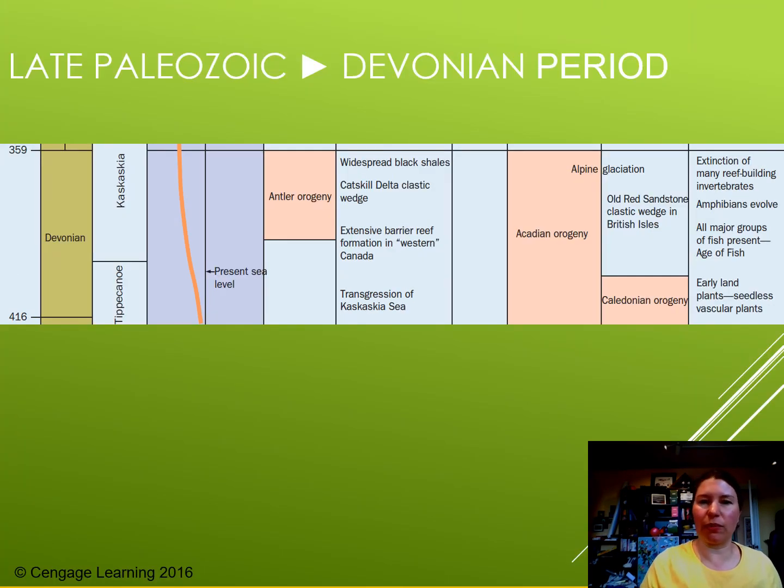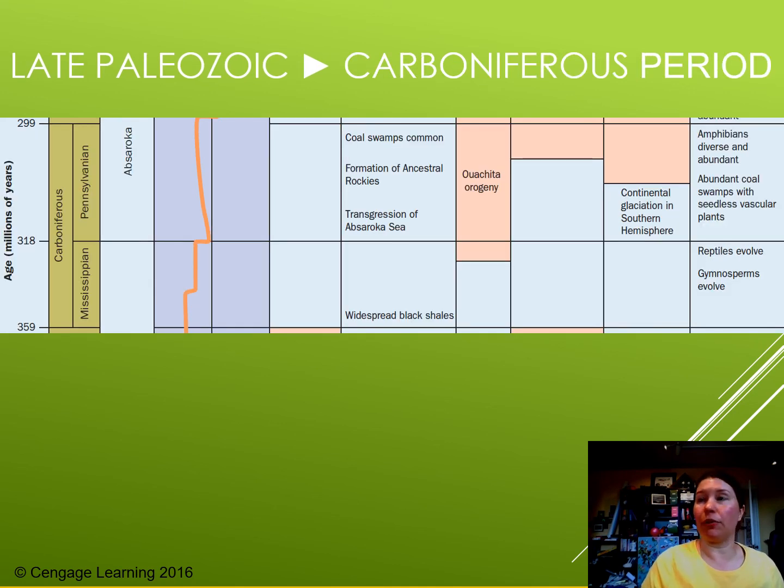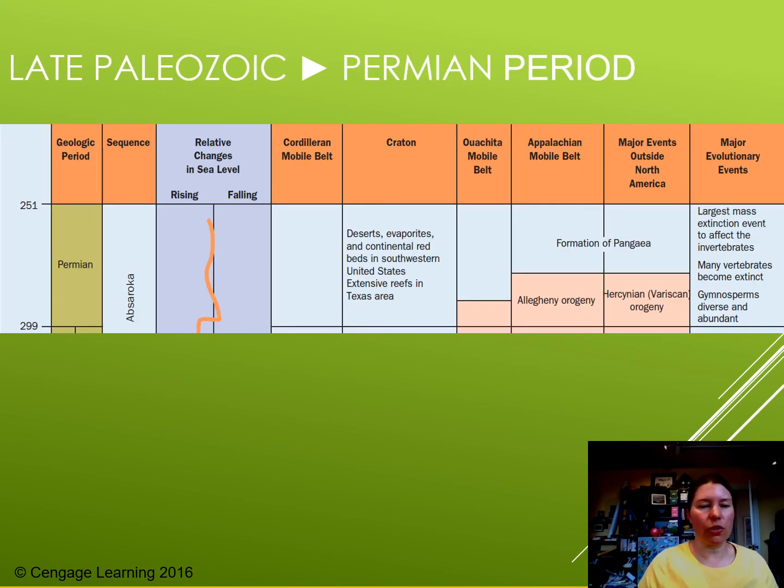So this is a good image to tie it all together. All I did was split it up so you could see it a bit better. So what's happening during the Devonian period, what's happening during the Carboniferous, and then again, what's happening during the Permian.